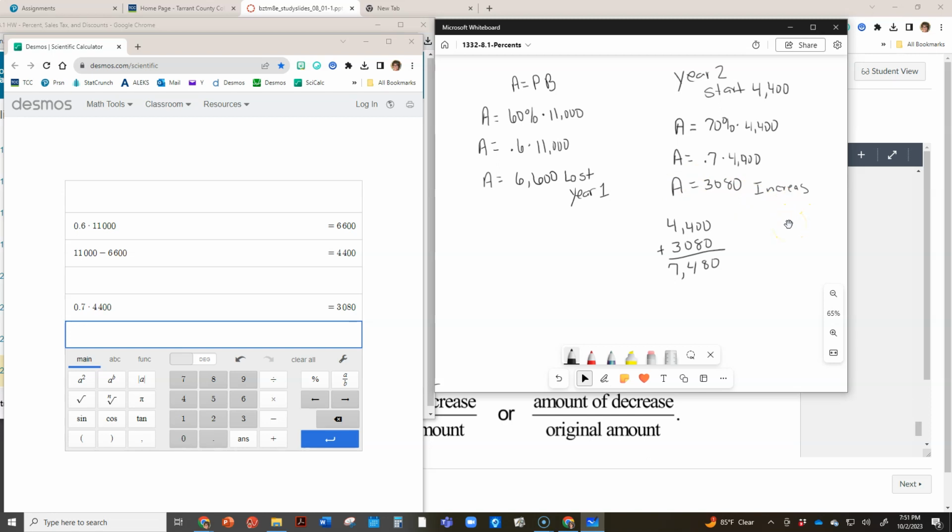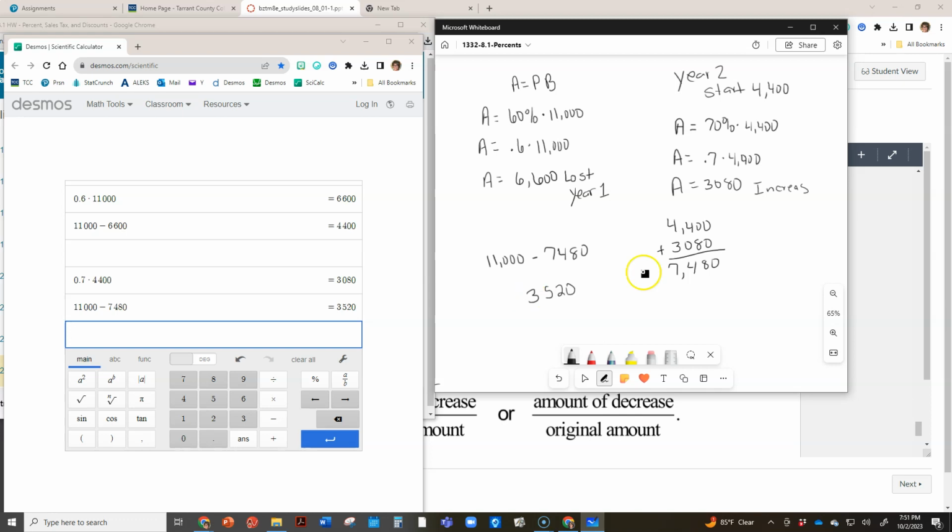Now I need to know of the original amount of money that I started with, what kind of change is that? So I take what I started with originally, $11,000. I take what I have right now and I subtract it. And I see that I have a loss. $11,000 minus 7,480, and I have a loss of 3,520.